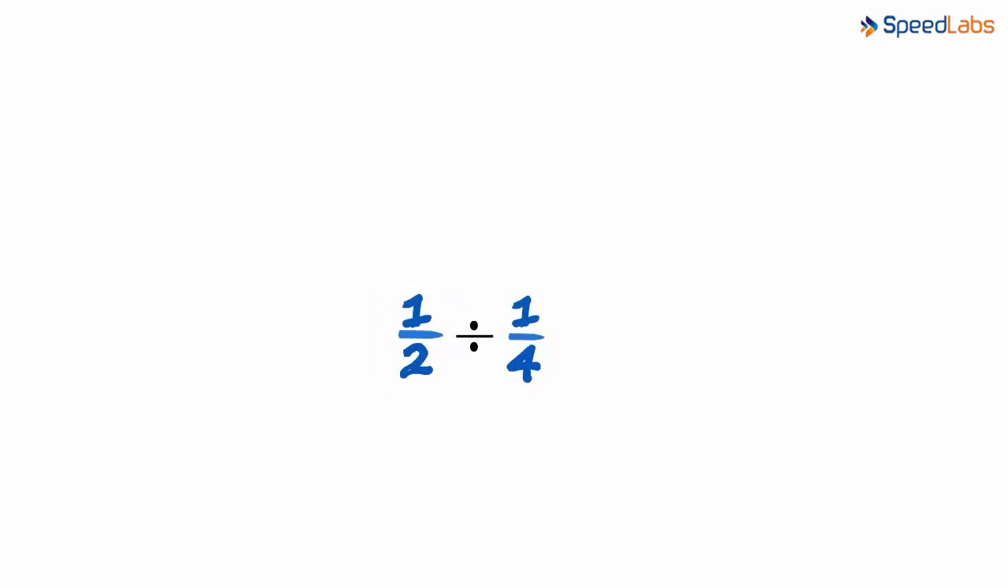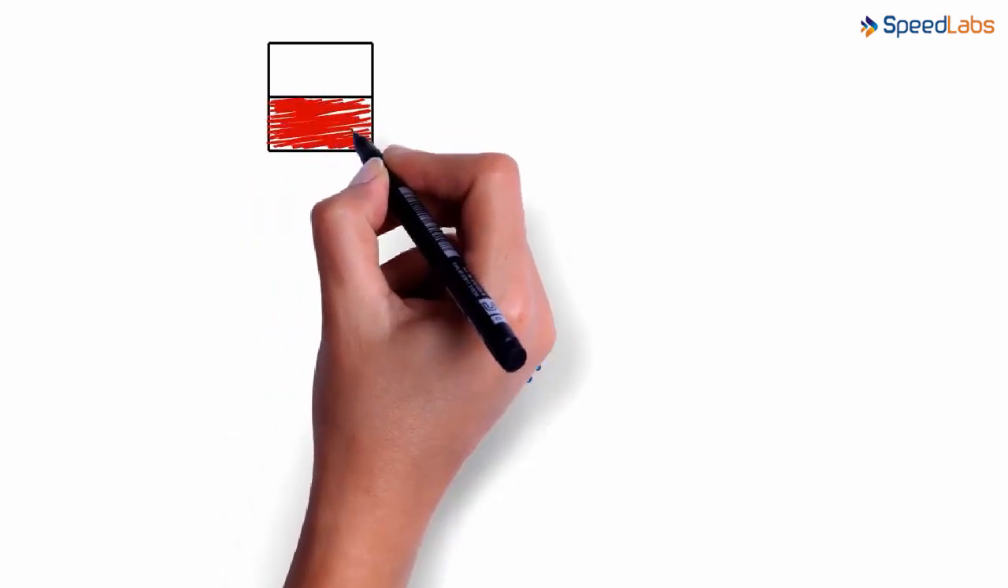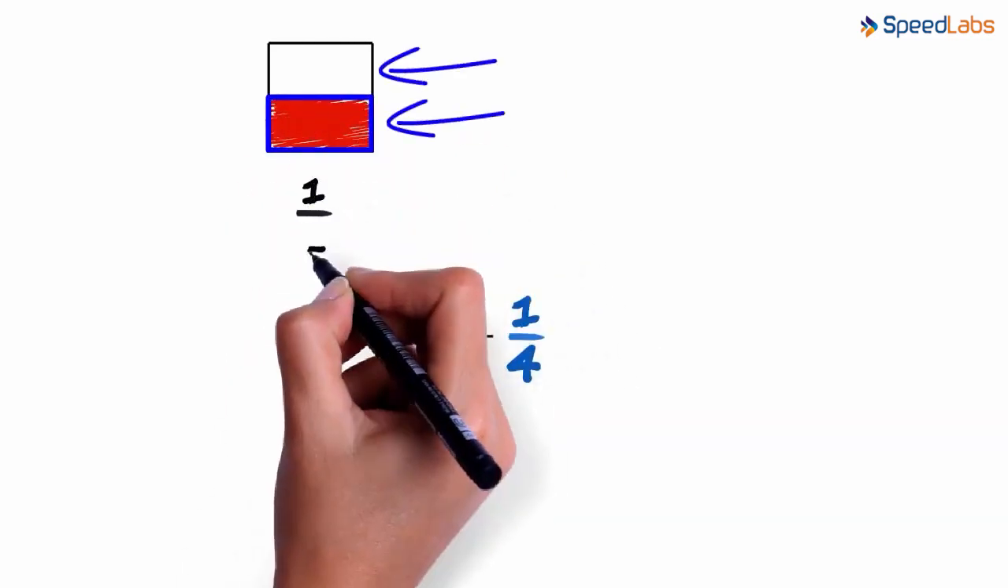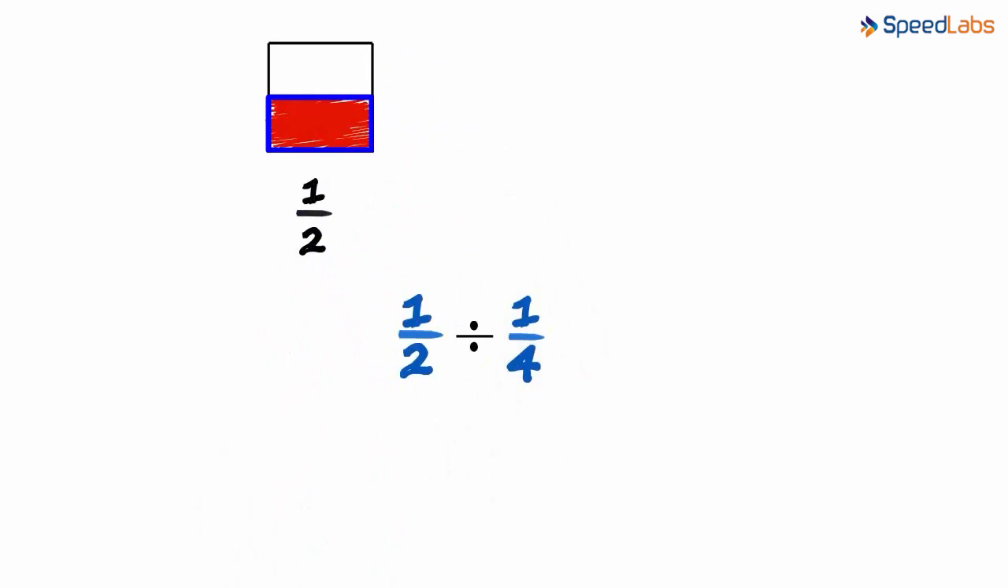Let's assume we have a square that is divided into two equal parts. To represent half, which is one part out of 2, we color this part. So 1 out of the 2 parts of the square is colored.